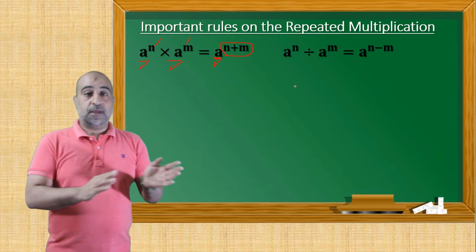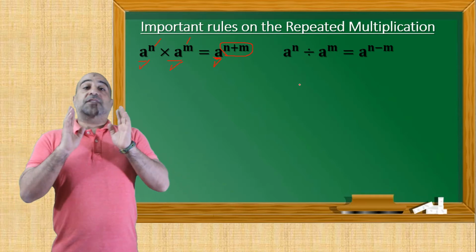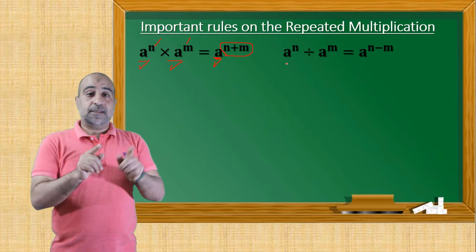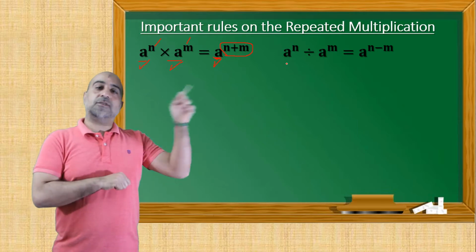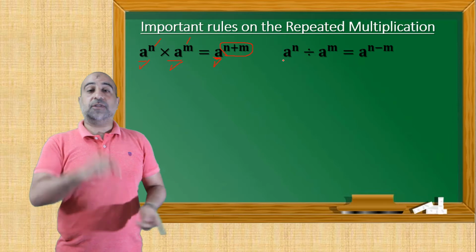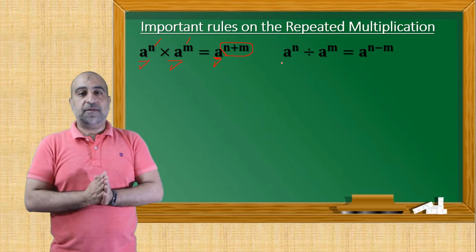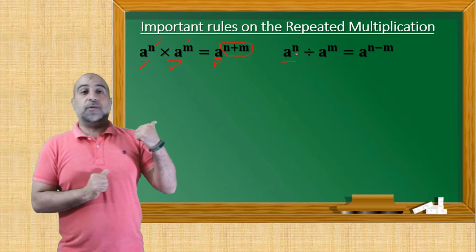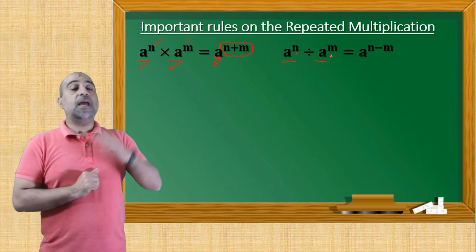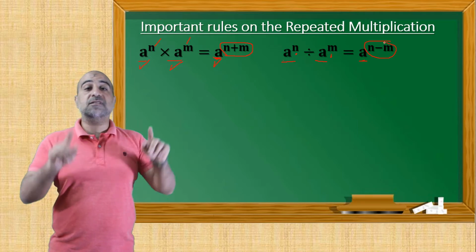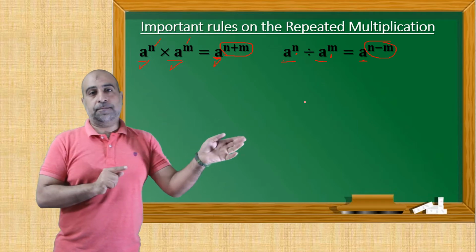Vice versa. We agree that the division operation is the inverse of the multiplication operation, and the addition operation is the inverse of the subtraction operation. Therefore, the rule of the division is the inverse of the rule of the multiplication. a to the power of n divided by a to the power of m equals a to the power of the difference between n and m.